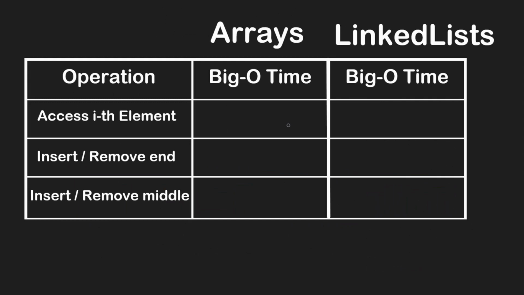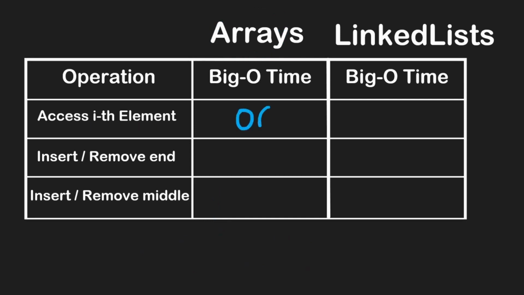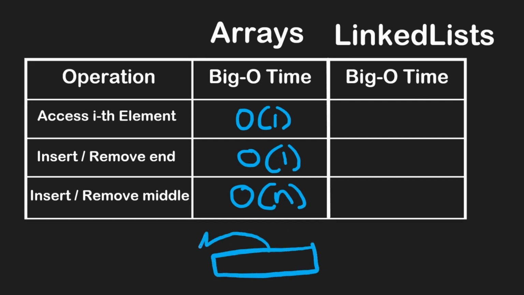So let's wrap up by reviewing the time complexity of linked lists and compare that to arrays. So remember, accessing the ith element of an array, accessing any element at any arbitrary index is a constant time operation with arrays. Inserting or removing at the end is also efficient. We can push and pop efficiently, but inserting into the middle or removing from the middle is going to be a linear time operation because we might have to shift all of the elements over in either direction.